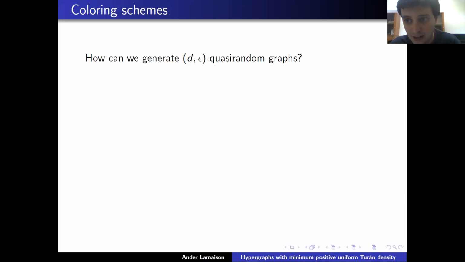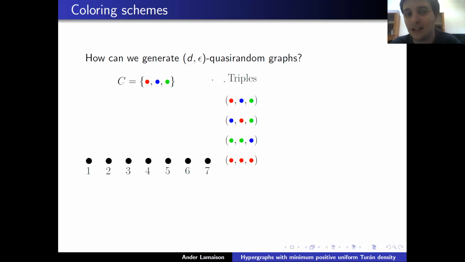And what was introduced for this was something called coloring schemes, or Reiher calls them palettes. I'm going to call them coloring schemes. So what is a coloring scheme? A coloring scheme consists of a set of colors and a set of ordered triples of colors from our list. So here, for example, I have a coloring scheme which has 3 colors, red, blue, and green, and 4 ordered triples of colors.